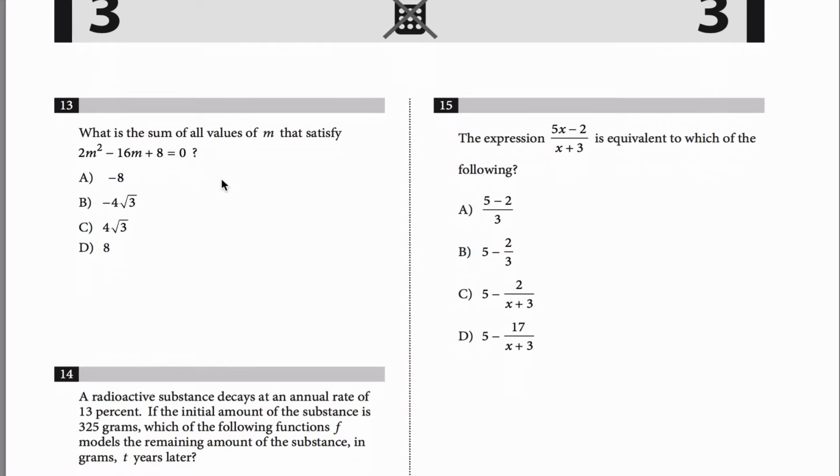13. Okay, 13 is tricky. Well, kind of. What is the sum of all values of m that satisfy this equation right here? Oh, it's a quadratic, right? I have to factor. It's easier if the leading coefficient is a 1. How convenient. These are all even numbers. I could divide both sides of the equation by 2 and get m squared minus 8m plus 4 equals 0. And now I try to factor.